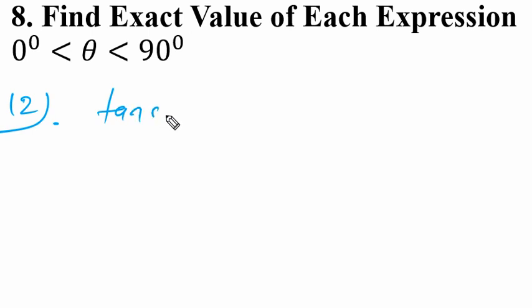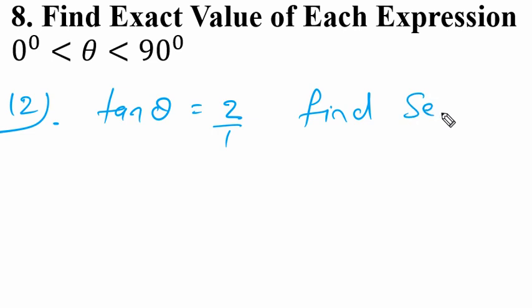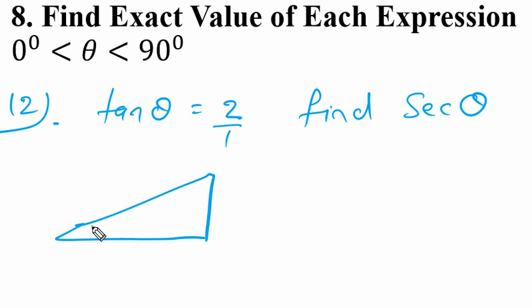Now if tan theta is equal to 2 over 1, find secant theta. How will you do it? Again, let's draw one triangle, and tan is toe, so opposite is 2, adjacent is 1. That will be square root of 2 squared plus 1 squared, so that will give us square root 5.